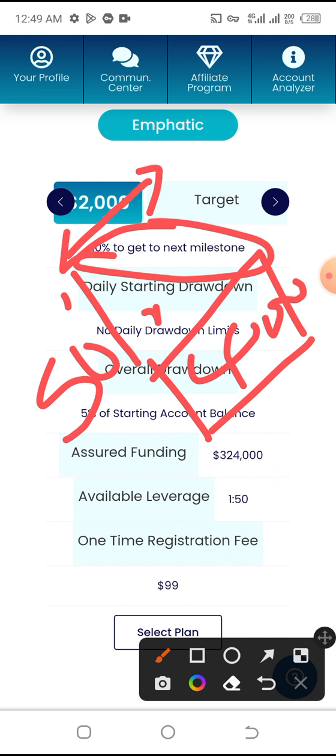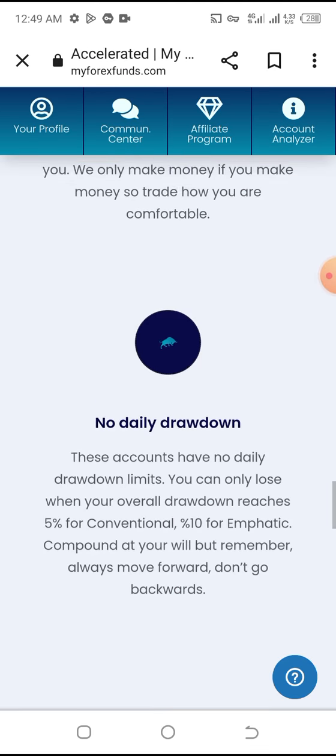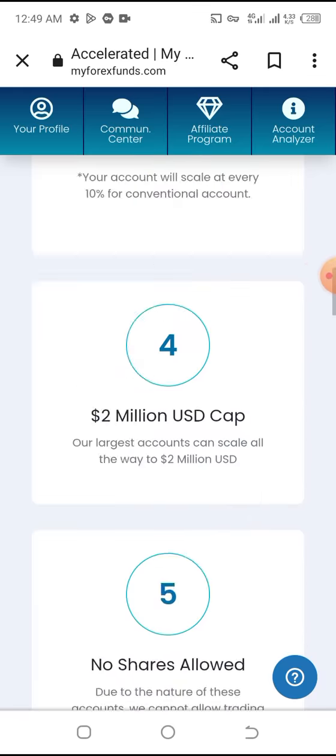Now, that was just a brief example of accelerated. I hope you have understood. If you have not understood anything, I'll wait for your comments down there, guys. I'll be able to help you. Now, the most important thing is let's go and buy an account, okay? Let's go and buy an account.